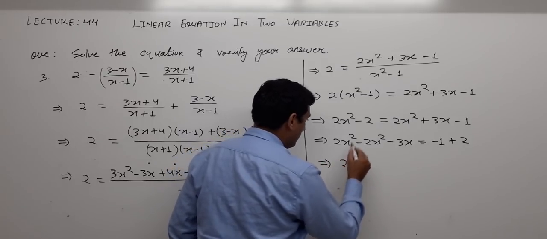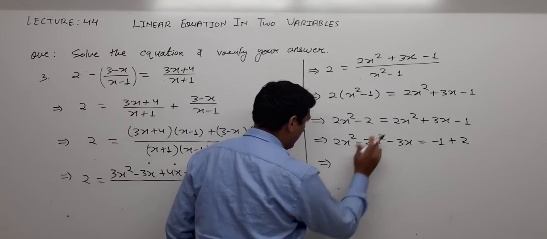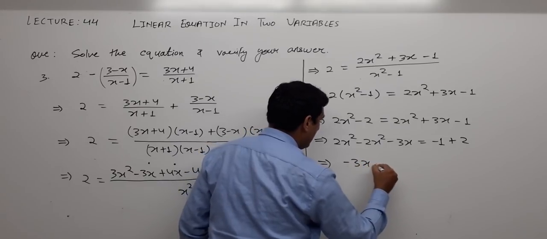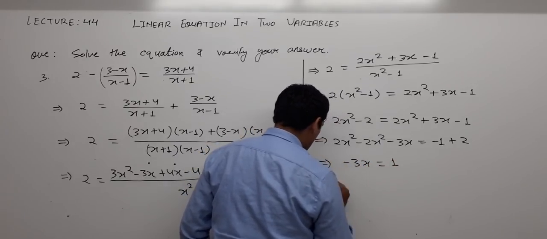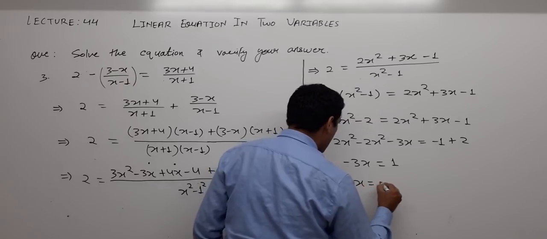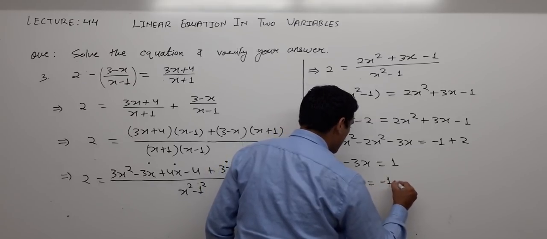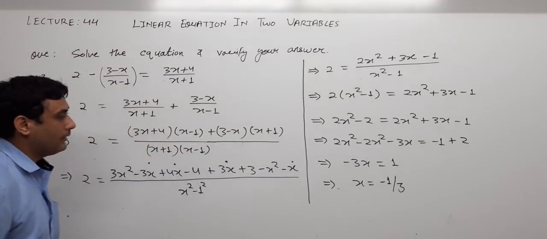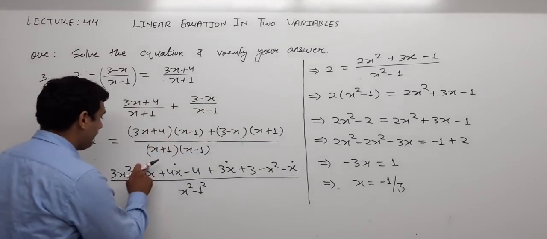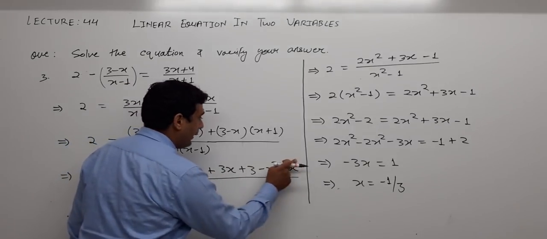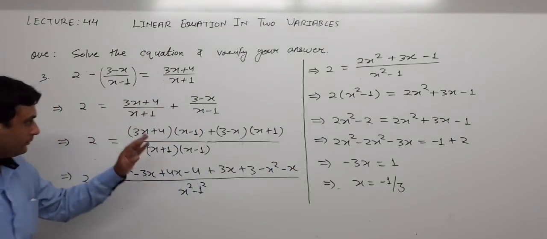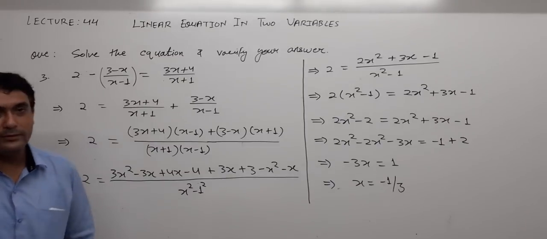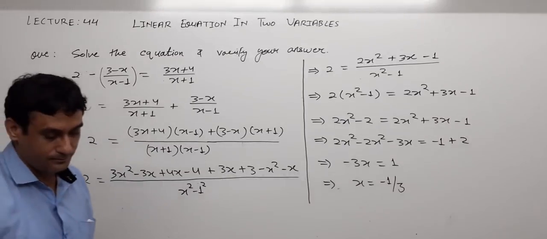So here 2x squared and 2x squared will cancel out each other. Minus 3x is equal to 1. So ultimately our answer is x equal to minus 1 upon 3. This is our final answer. Okay, after this we have to verify, but first of all note it down, then we will see its verification.